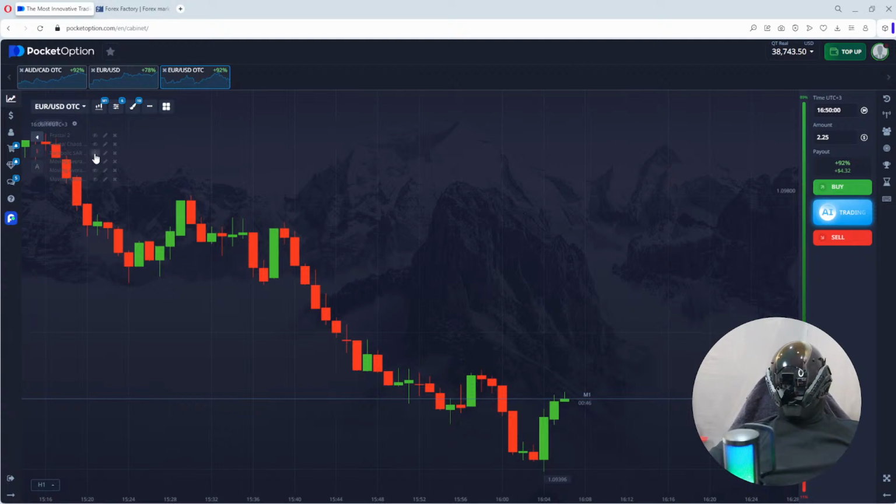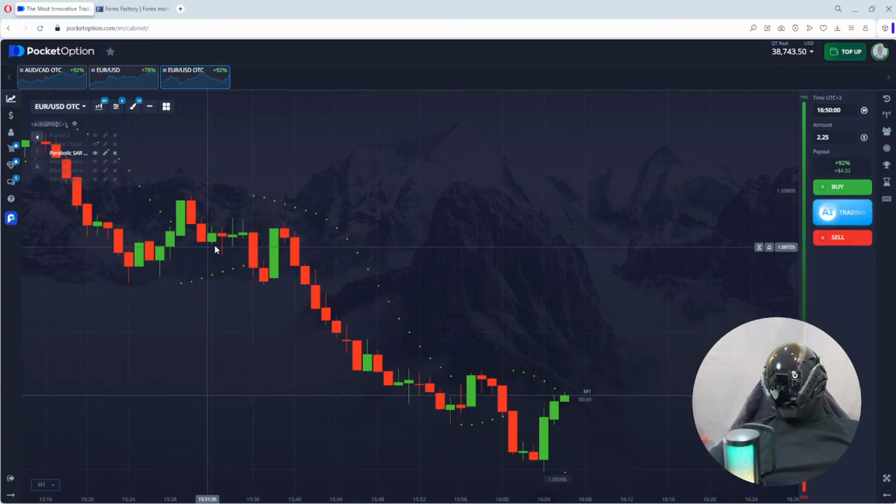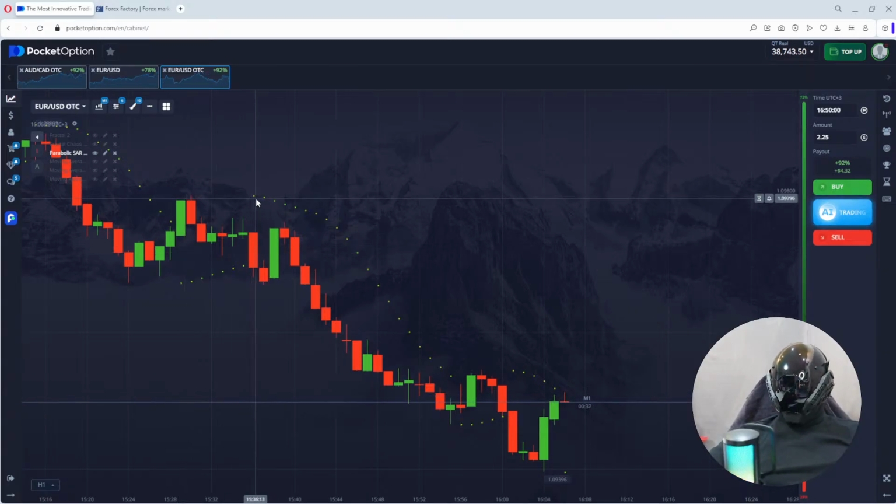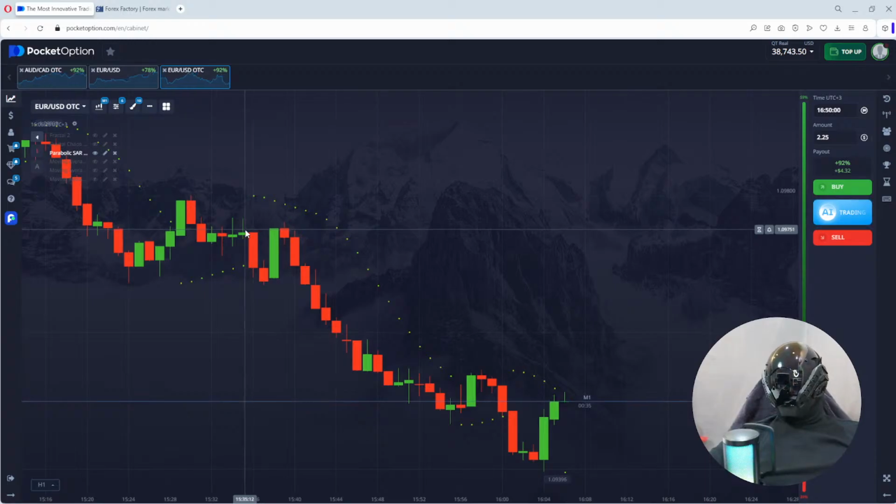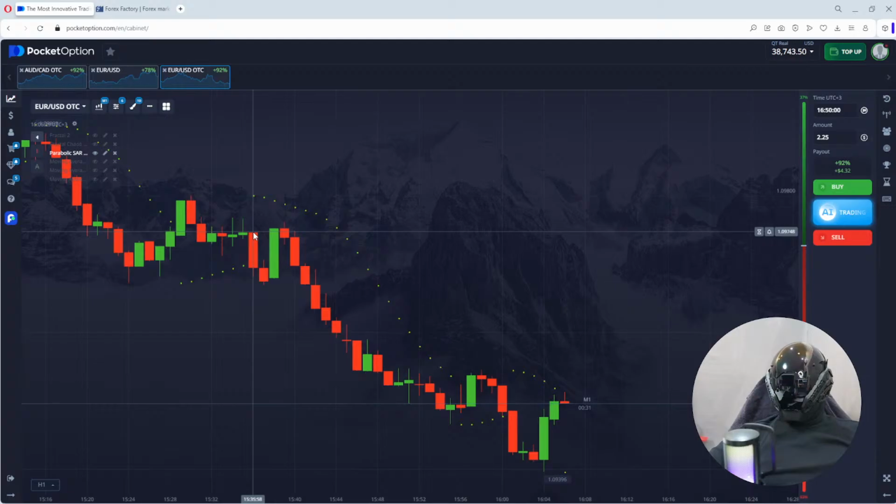Taking, for example, Parabolic SAR, it is actually a lagging indicator. It presents a signal when the candle closes. The signal doesn't come ahead of time. It comes when the candle closes. That's essentially the definition of a lagging indicator.